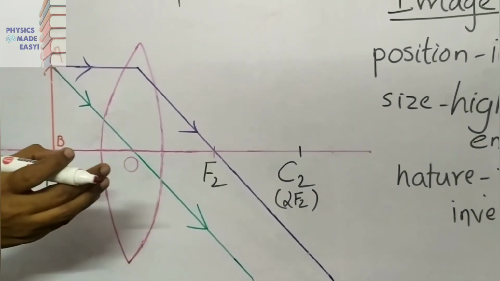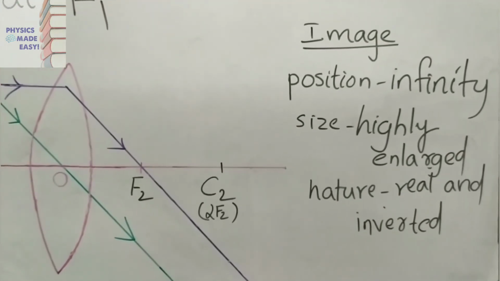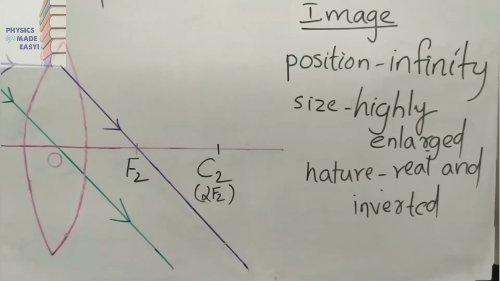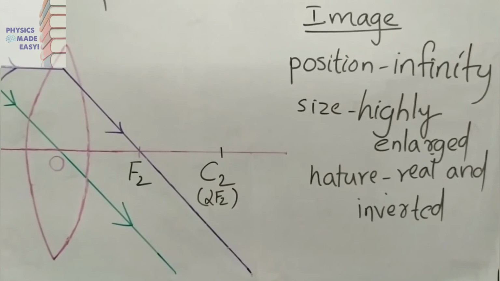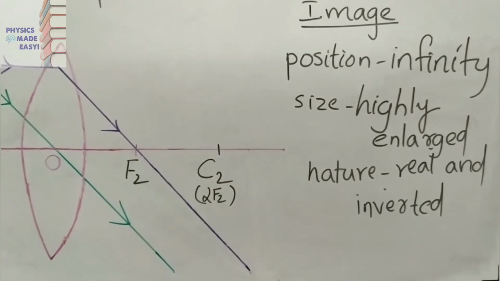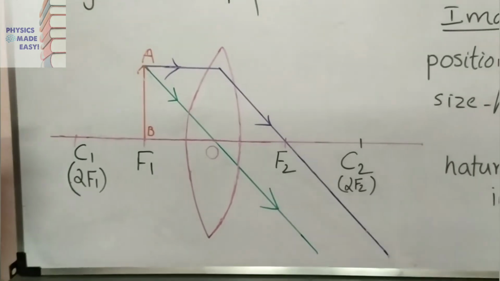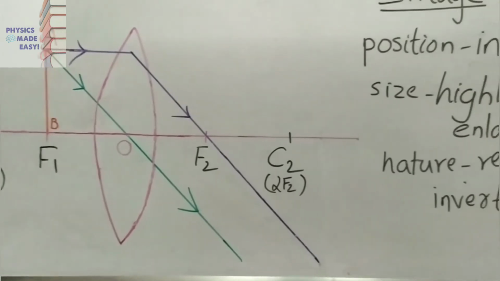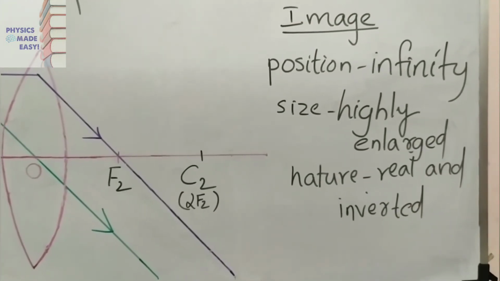From that, what can you understand? Here you are getting that image at infinity. You are getting the image at infinity, which means we can say the size of that image is highly enlarged. What about the nature of that image? Real and inverted. So if you are placing an object at f1, you will get a real and inverted, highly enlarged image at infinity.